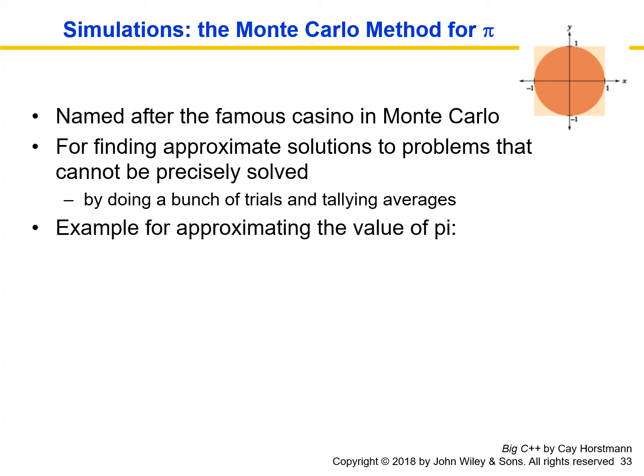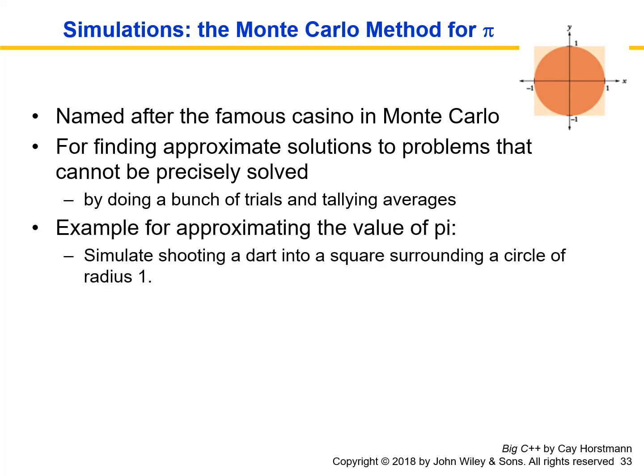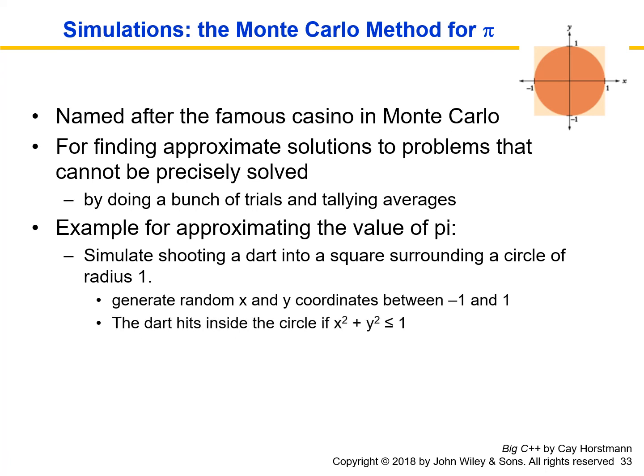For example, we can approximate the value of pi by simulating shooting a dart into a square surrounding a circle of radius 1. Okay, we get random x and y coordinates between -1 and 1. The dart hits inside the circle if x squared plus y squared is less than or equal to 1. Remember, the classic equation of a circle is x squared plus y squared equals 1.